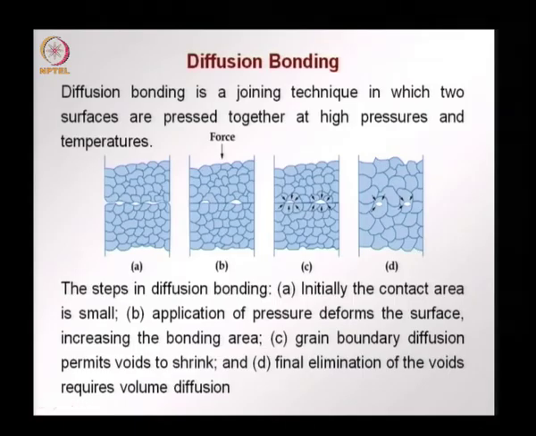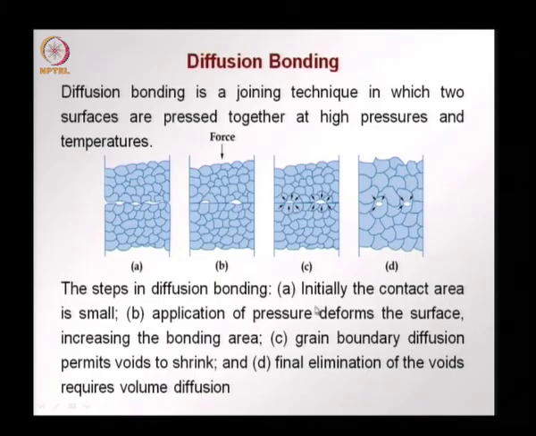This concept is also used for bonding different pieces. This is called diffusion bonding, which is a joining technique in which two surfaces are pressed together at high pressure and temperature, which causes them to bond to each other. Say we have these two elements which are put together and forced together, with a small application of force and temperature, and now diffusion occurs across these grain boundaries and the material joins.